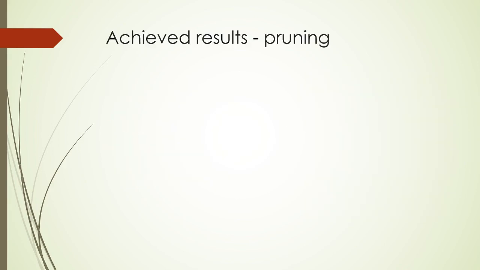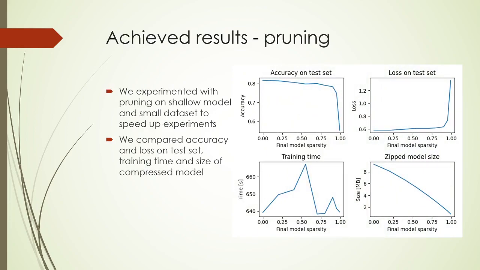On this slide, we wanted to share the most important outcomes from experiments with pruning. We experimented with a shallow model and a small dataset to speed up experiments. We focused on comparing accuracy on the test set, comparing training time, and the compression we were able to achieve with pruning. Sparsity level equaling 0 means that the model wasn't pruned at all. Sparsity 1 means that the whole model was pruned. As can be seen on the plots, it seems like around 80% of the model can be pruned without noticeable accuracy loss. This results in around 4 times model size reduction, from around 9 to just above 2 megabytes.